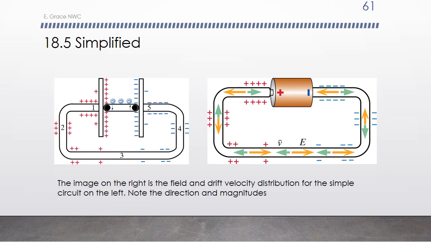All right, so the gist of 18.5. The image on the right is the field and drift velocities distribution for the simple circuit on the left. So you can see you've got a bunch of charges drawn around the positive and negative sides of the batteries. They get less and less and less as they go around. And then you can see the implications for field and drift velocity. So I could expect you to draw something like this. Very simple.